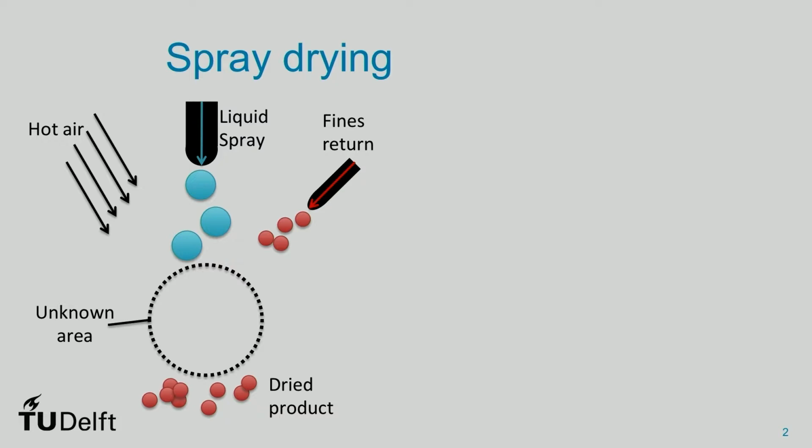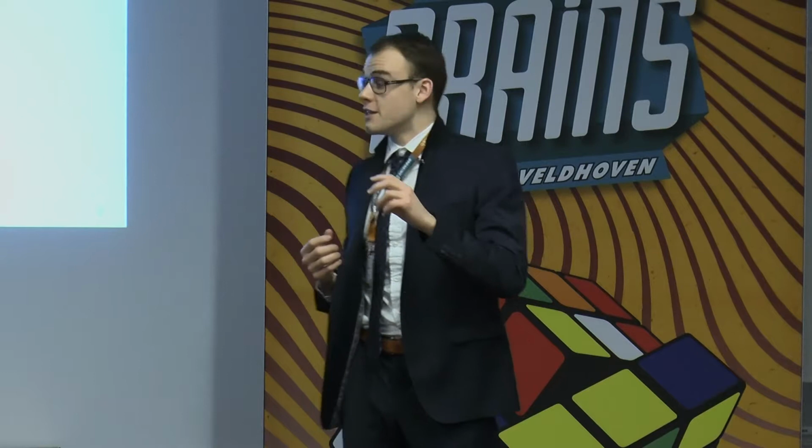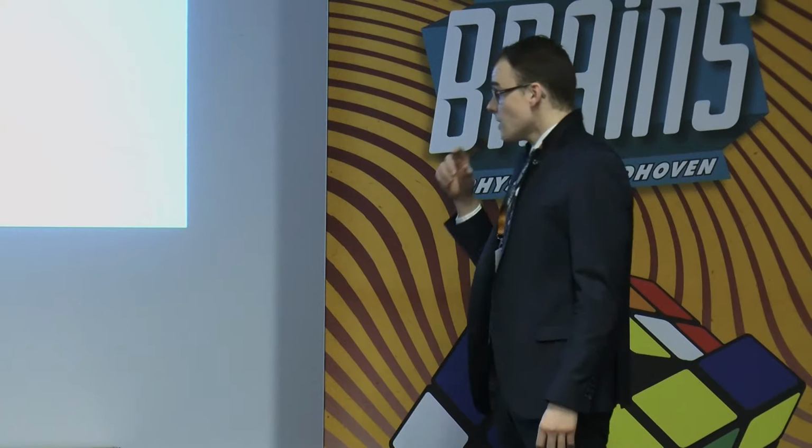If they're too small, you come out at the bottom, put them back into the top, and then they can impact each other again, and then they form bigger aggregates. Now these small dried particles are called fines in the industry. So we have the hot air, we have the liquid spray coming in, and we have the fines, and it's all interacting with each other and impacting, and then out comes the aggregated product.